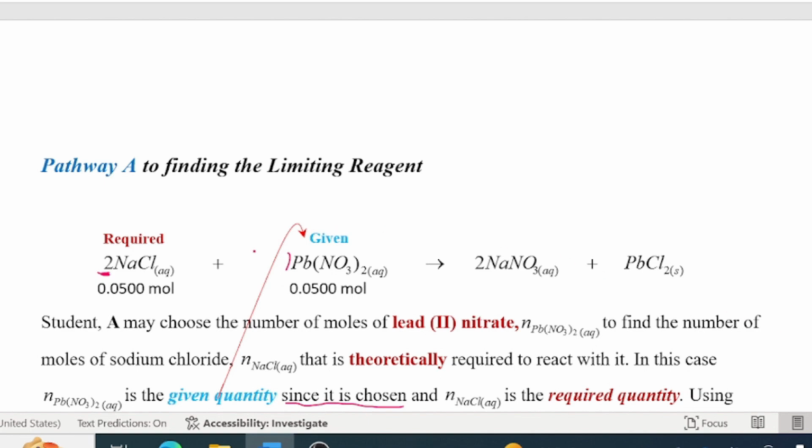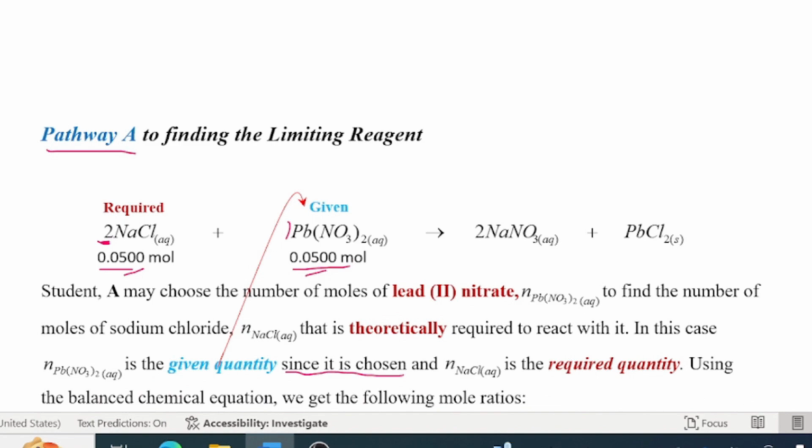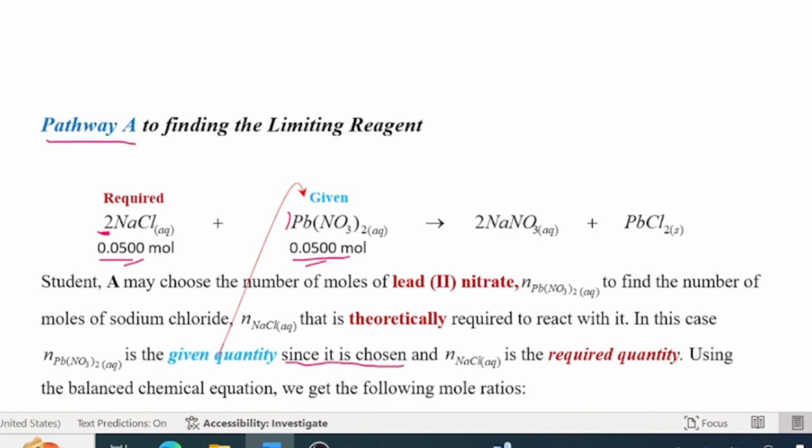Two pathways of finding the limiting reagent. Pathway A. When I give problems like this one to my students, some students will choose one reagent. Like in this case, they'll choose lead(II) nitrate to see how much of this other one was supposed to react with it. Some other student will choose this one to see how much of that one is used to react with it. In both sets of students, they'll end up with the same limiting reagent.